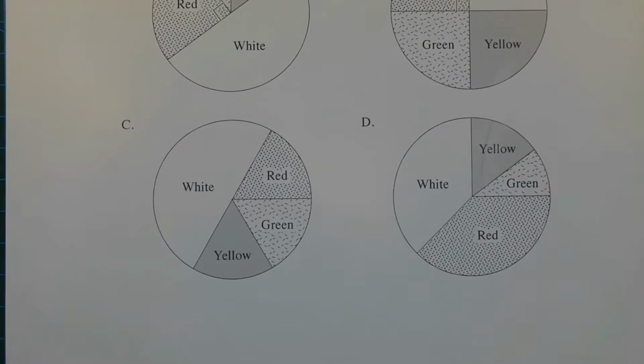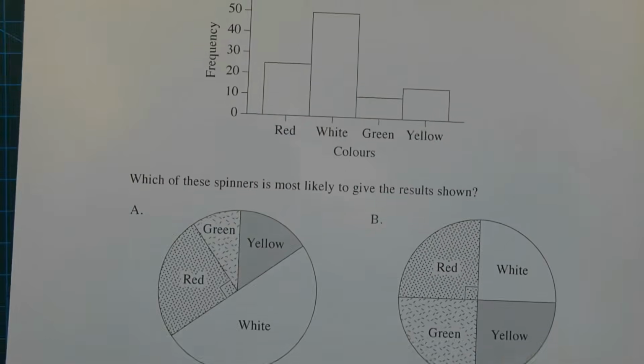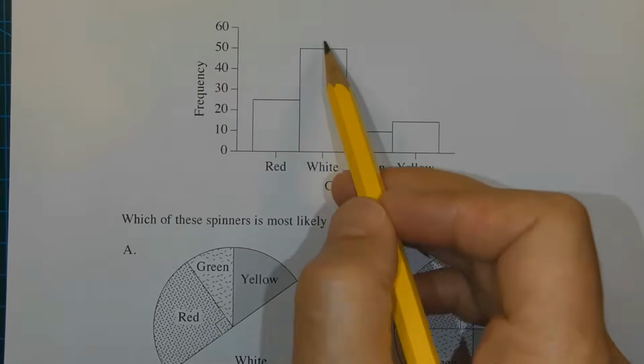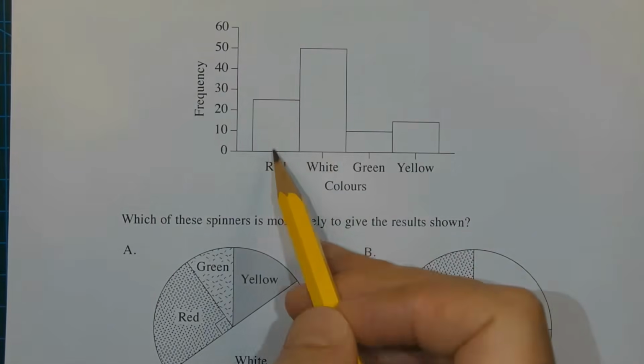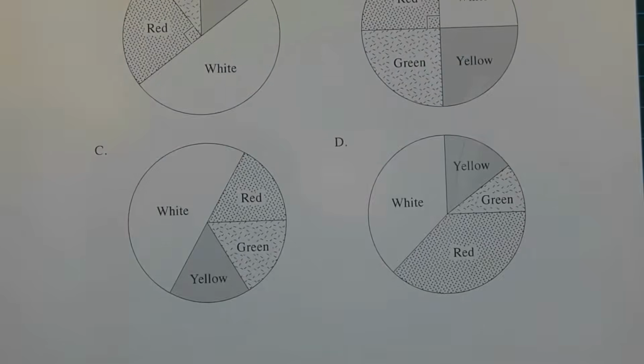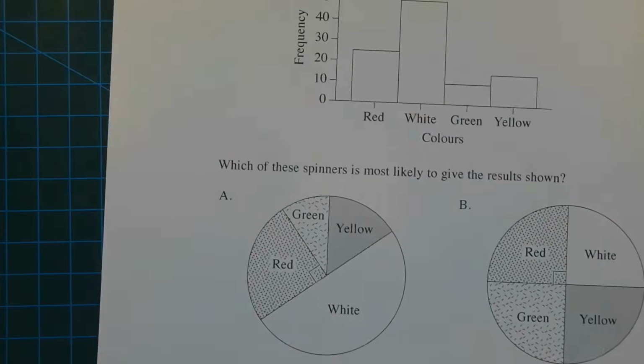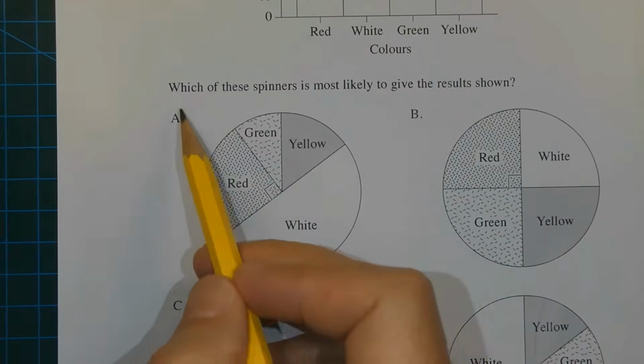Looking at option D, the white sector is equal in size to the red sector. But going back to the histogram, the column for white is taller than the column for red. So option D is incorrect, which means that the only correct option is option A.